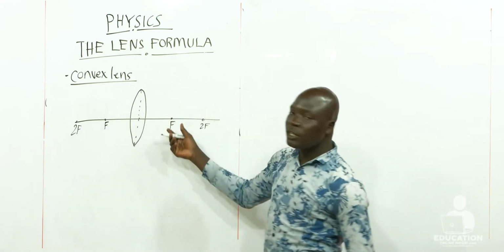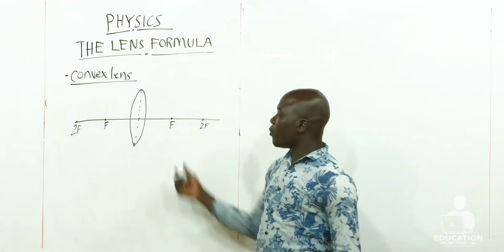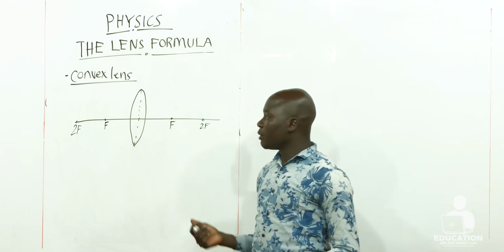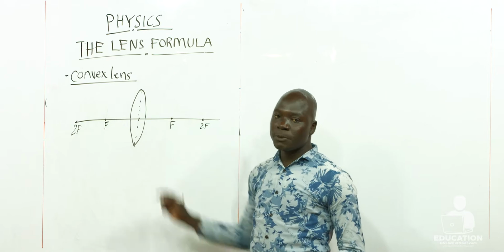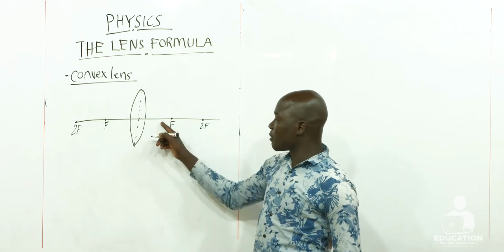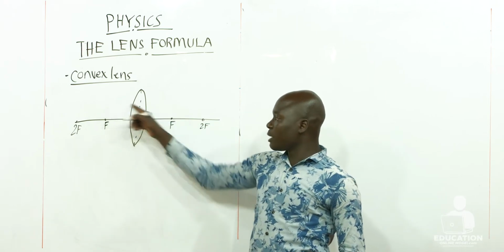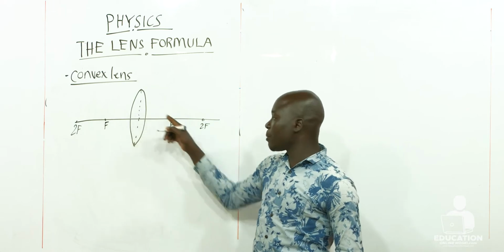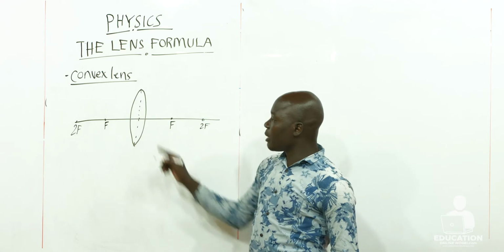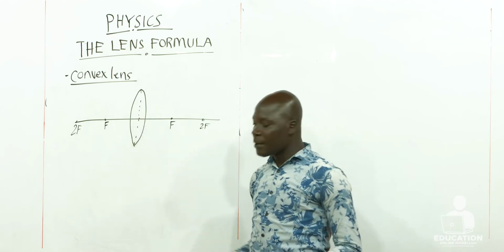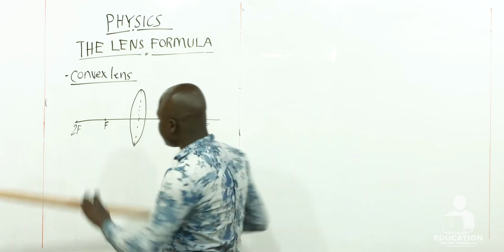Now as we said, in drawing ray diagrams we are going to consider two rays. One, we shall take a ray that is parallel to the principal axis, and for the case of a convex lens, a ray parallel to the principal axis passes through the principal focus after refraction. Two, a ray which passes through the optical center and is undeviated.